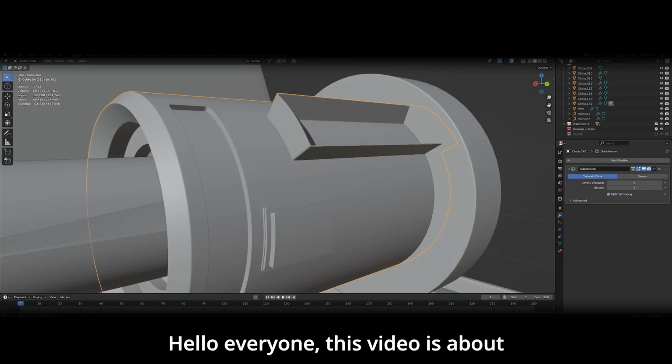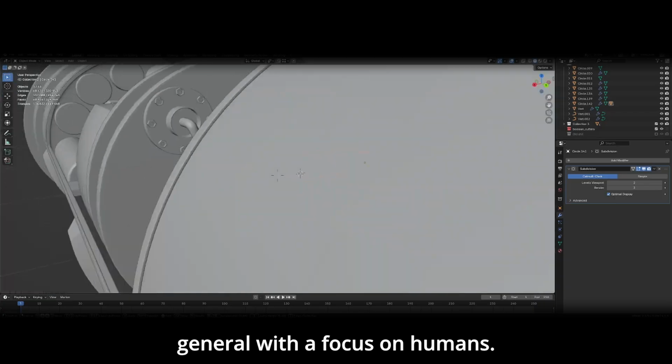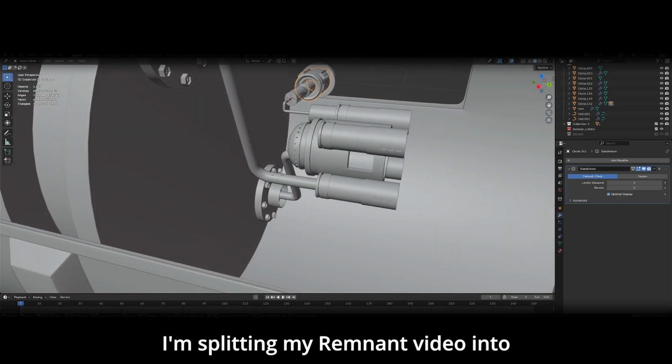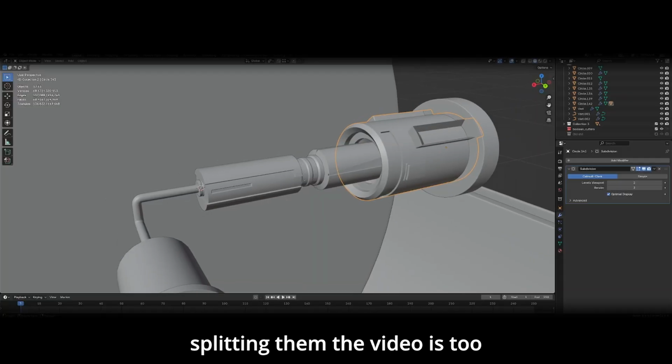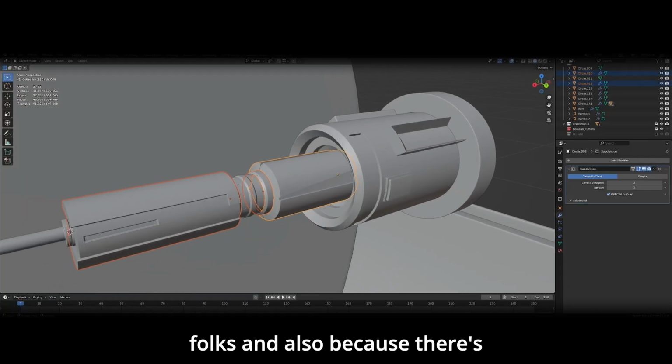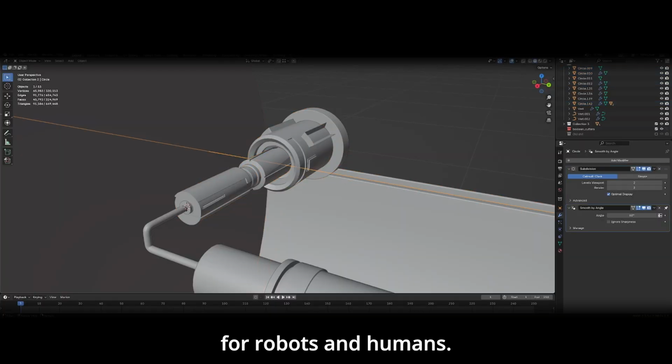Hello everyone, this video is about Remnant applications and scaling, and what it is in general, with a focus on humans. I'm splitting my Remnant video into two parts, as without splitting them, the video is too long for most of y'all brain-rotted folks, and also because there's differences in applications for robots and humans.